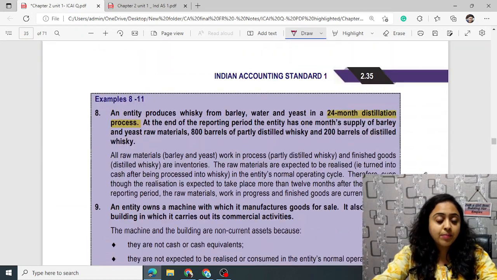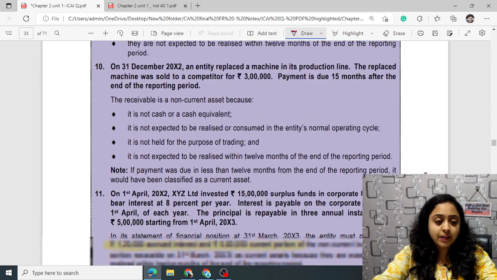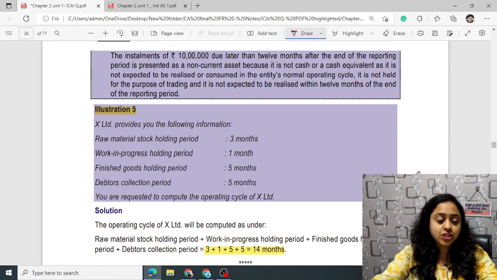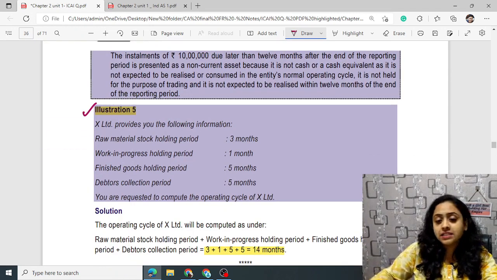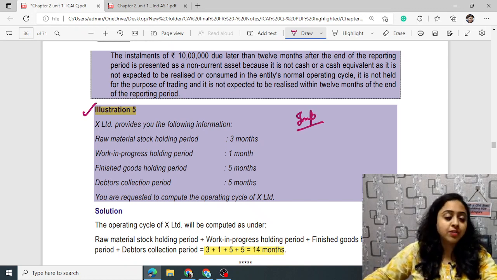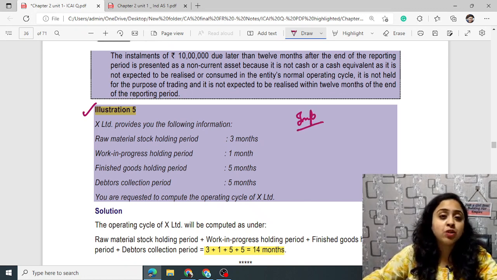Now example number 8 and example 8, 9, 10. Illustration number 5. See, this is important. Even questions like this also come in further when we will be solving ICA questions.